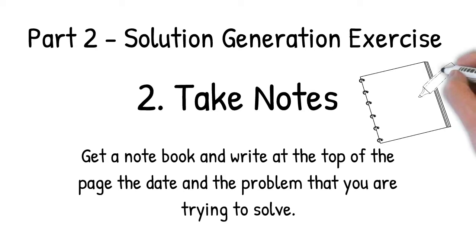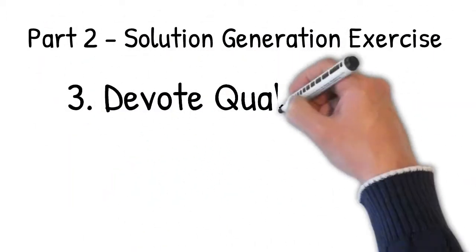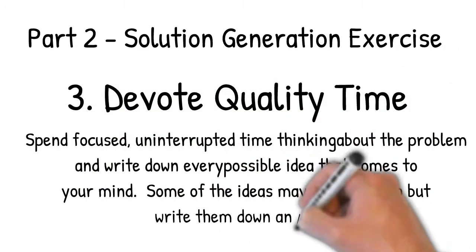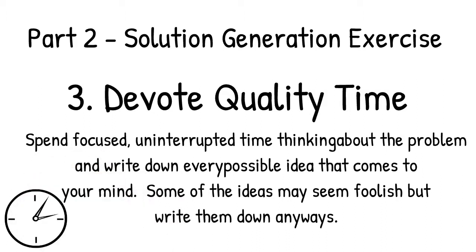And then spend focused, uninterrupted time thinking about the problem and write down every possible idea that comes into your mind. Now, some of your ideas may seem foolish, but write them down anyway. What you are doing is training your brain to think creatively and focus your attention in order to come up with a creative solution to the problem.